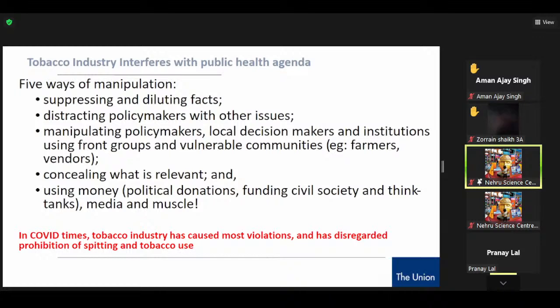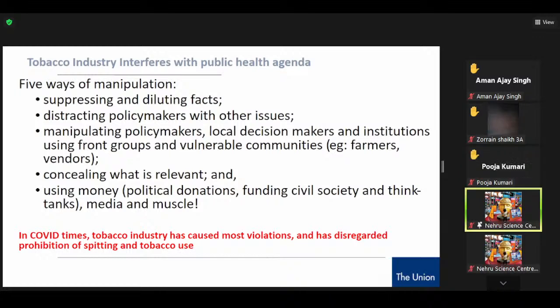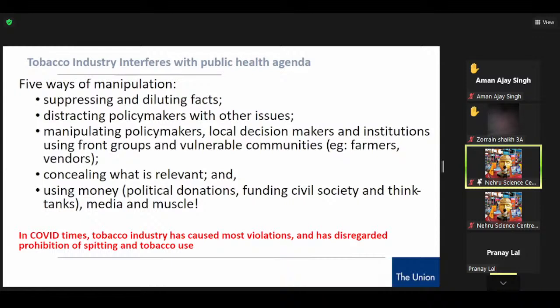The second thing they do is they distract policymakers with other issues. Again, let me give you an example. In early 2000, when the tobacco control law was being adopted, the tobacco industry told the parliament and the health ministry that we have a bigger problem in HIV, AIDS and malaria. Let us support you with that. And as a result, ITC became the single largest distributor of condoms, right?